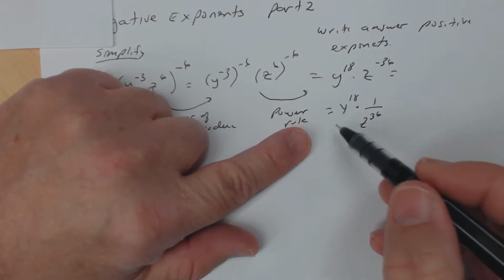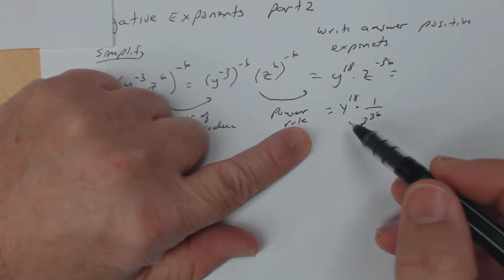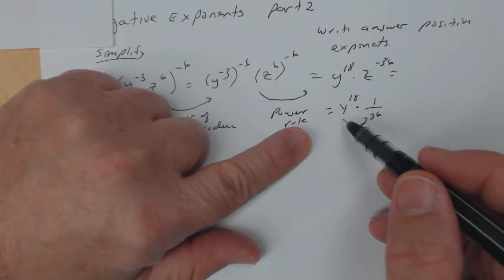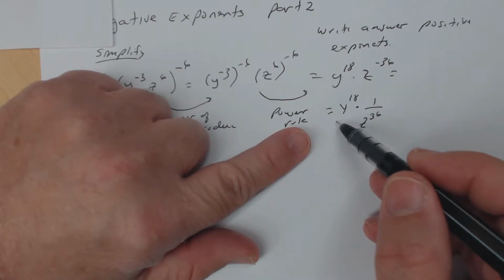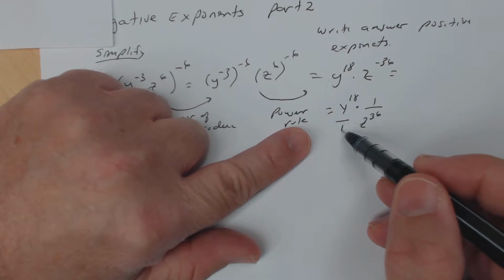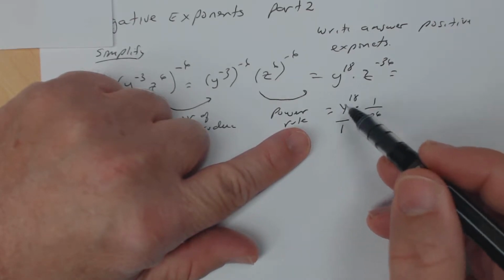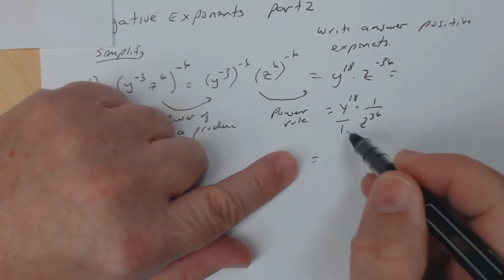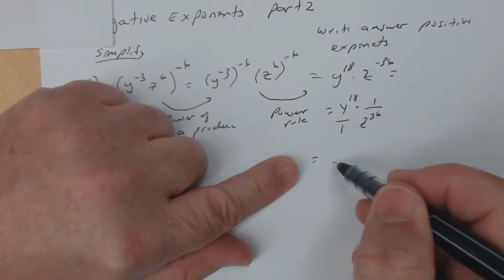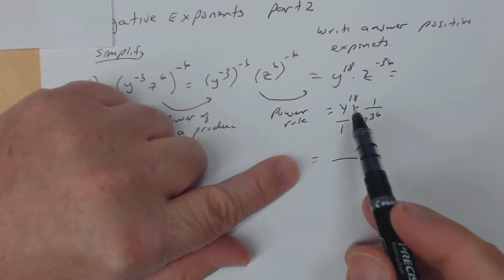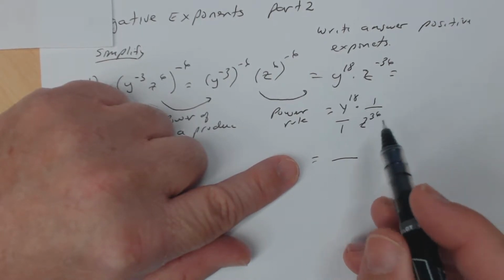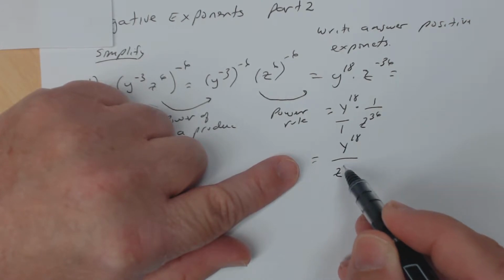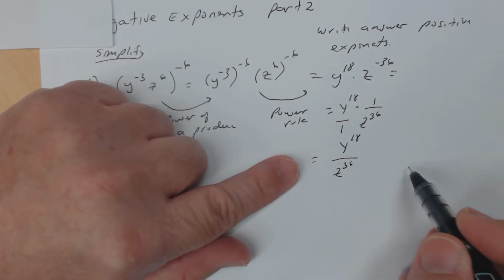The issue is that you may not remember how to multiply fractions from a previous course. If that's the case, you may want to rewrite this as y to the 18th over 1. Now, you don't want to write your answer like this. You want the answer written as one fraction. So don't leave it as the product of two fractions. So y to the 18th times 1 is y to the 18th, and 1 times z to the 36 is z to the 36. Okay?